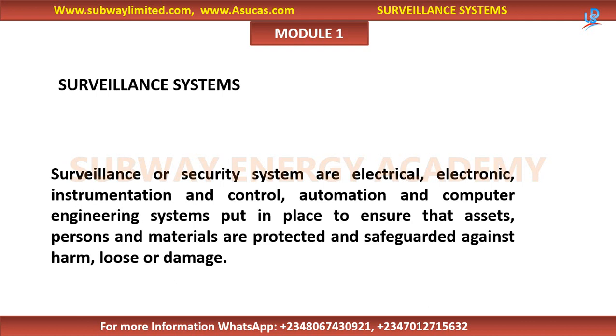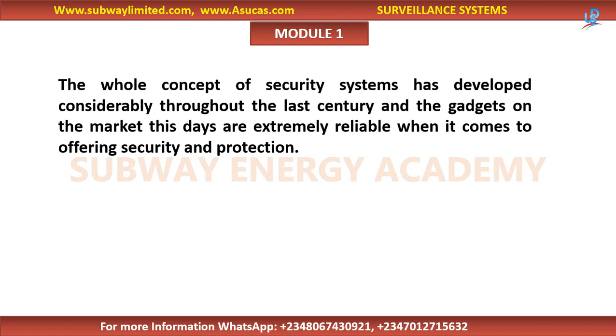So surveillance systems are security systems that are electronic in nature, electrical in nature, instrumentation and control, automation and computer engineering systems put in place to ensure that assets, that is your facility, your laptop, your car, persons, you or your siblings, your children, your wife, and materials, your property are protected. Maybe you don't have a security man in your premises, but if you put a surveillance system, it is playing the role of the security personnel, so they are protected and safeguarded against harm, loss, or damage.